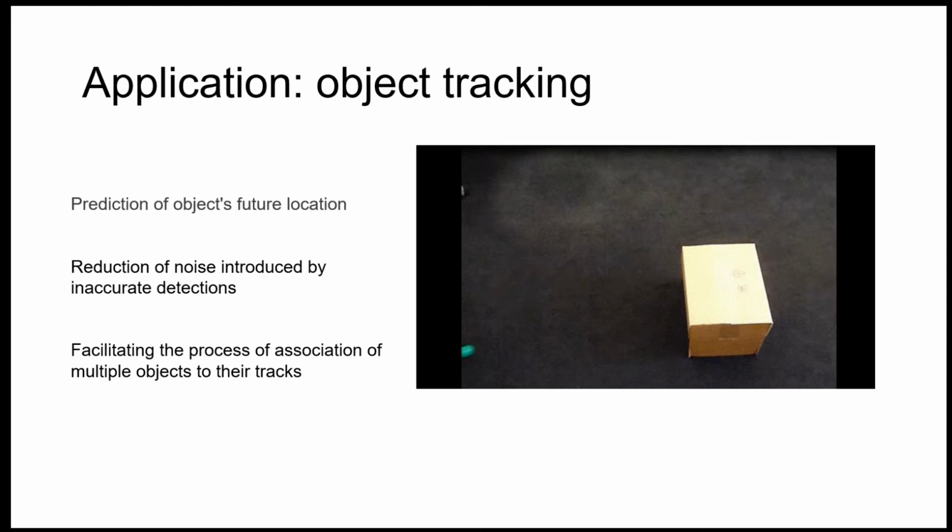Here, these examples illustrate how to use a Kalman filter for tracking objects and focus on three important features. First, predictions of objects' future locations. Second, reduction of the noise introduced by inaccurate detections. The third, facilitating the process of association of multiple objects with their tracks. Before showing the use of Kalman filters, let us first examine the challenges of tracking an object in a video.